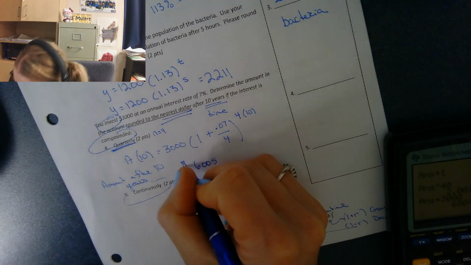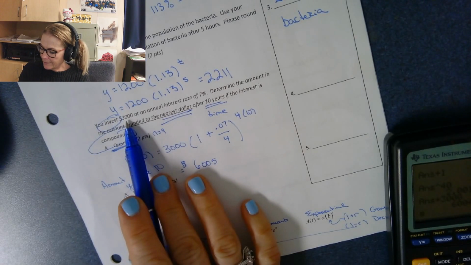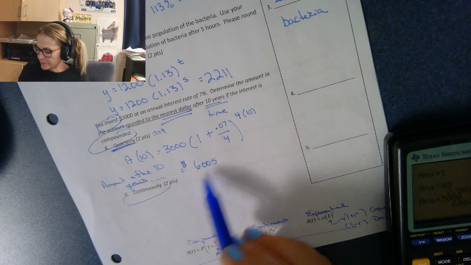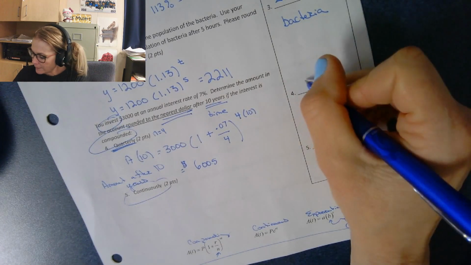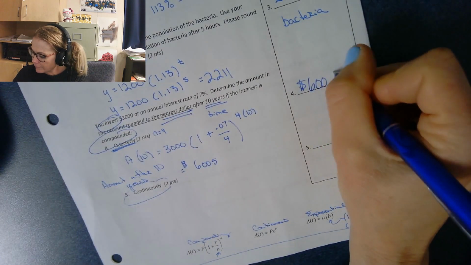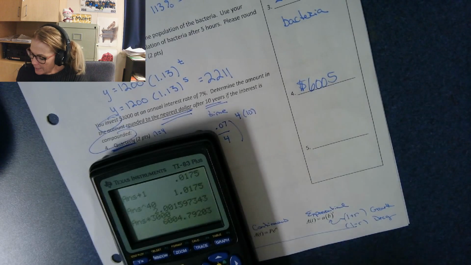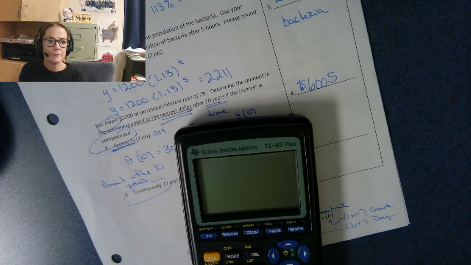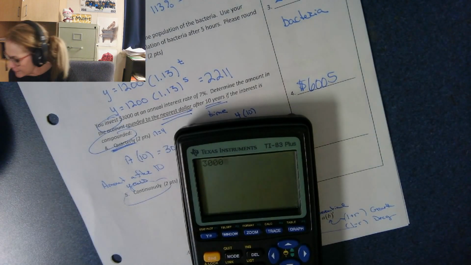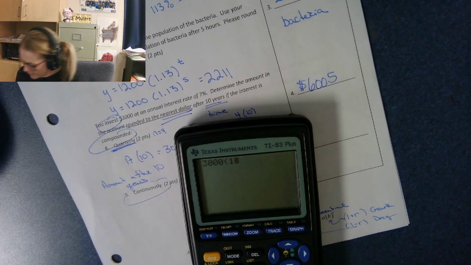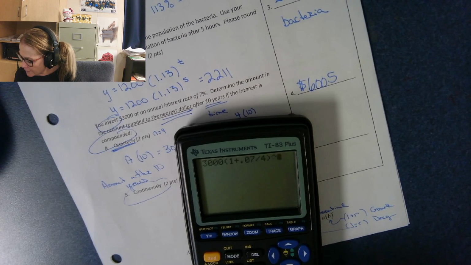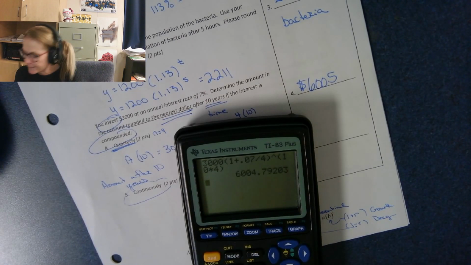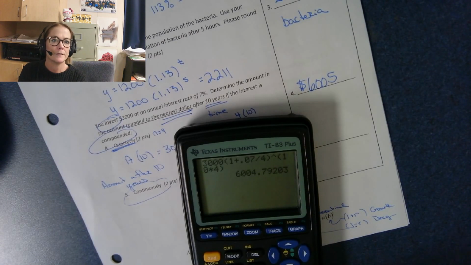Let's think about the reasonableness of this. 3,000, 10 years, 7%, compounded quarterly. That seems pretty reasonable; it's not out of the range of something that would be reasonable. On a TI, you could also do 3,000 times 1 plus 0.07 divided by 4, raised to the parentheses 10 times 4, and you get the same answer. So there you go.